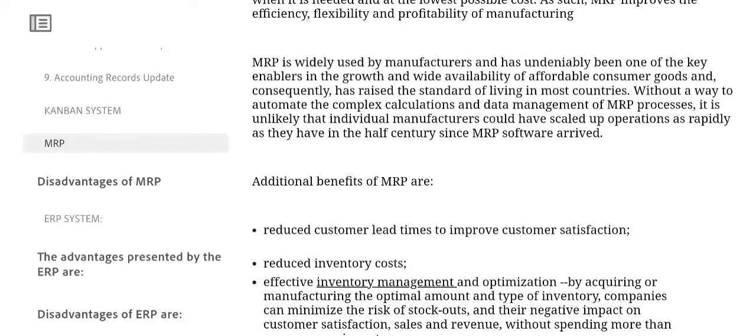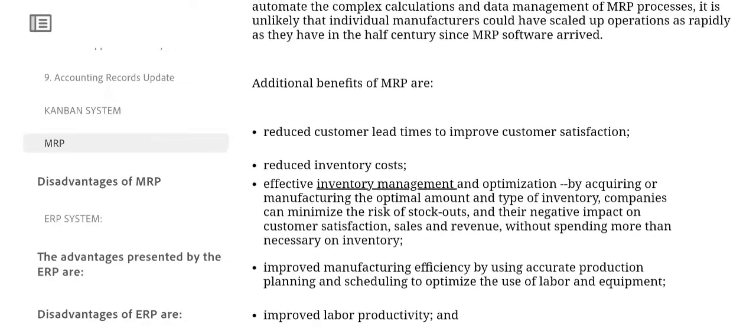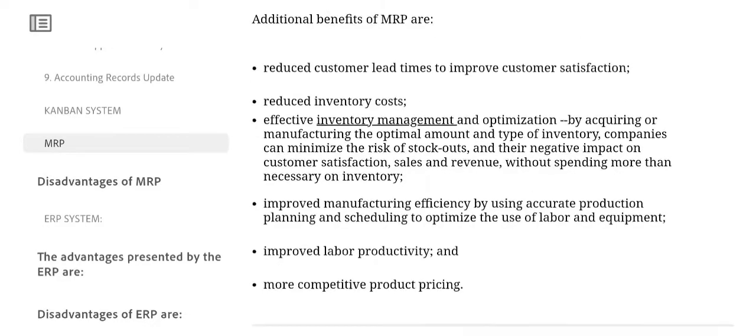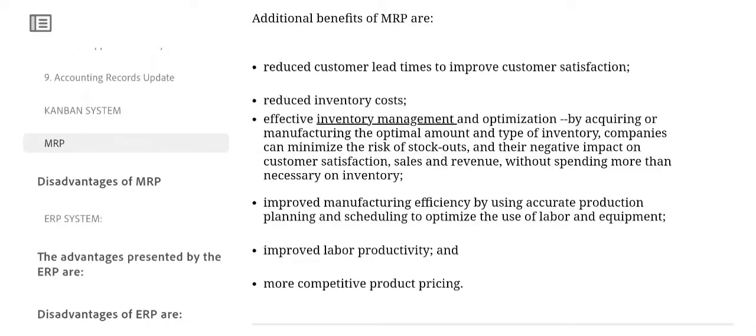After that, let's see the benefits of the MRP. What are the benefits of MRP? First one is what? Reduced customer lead times, which improve customer satisfaction. After that, reduced inventory cost. We already have some items in the inventory and we should buy only one or two items, so that results in less inventory cost. After that, effective inventory management and optimization. By acquiring or manufacturing the optimal amount and type of inventory, companies can minimize the risk of stockouts and their negative impacts on customer satisfaction.